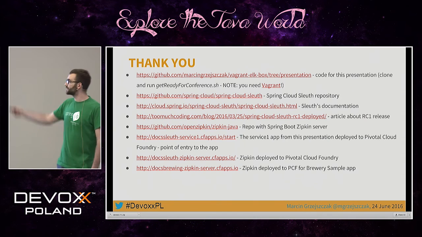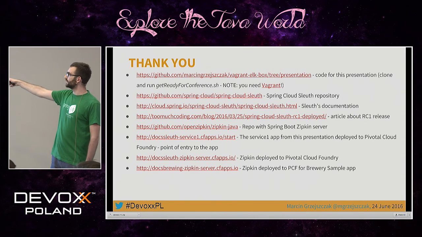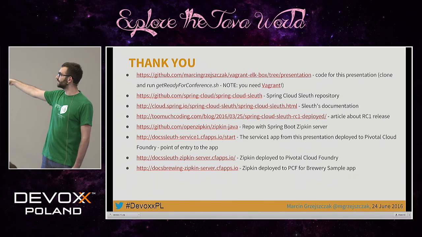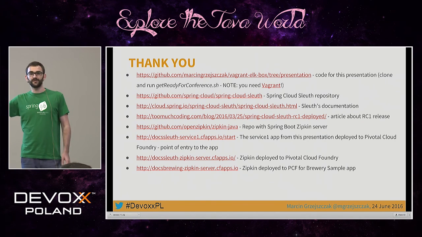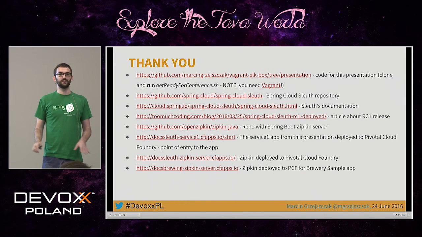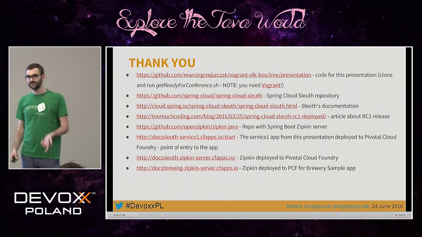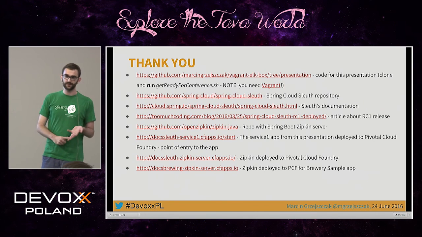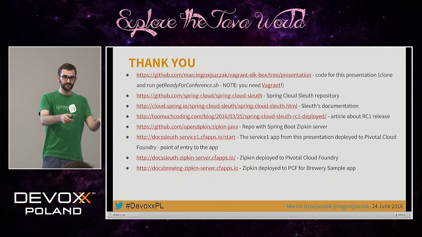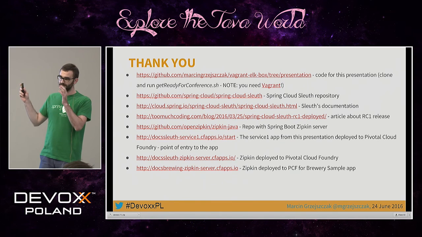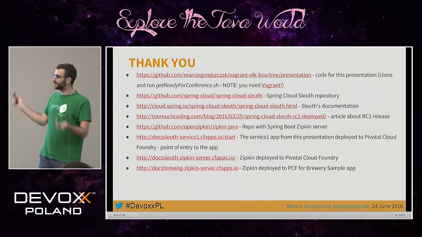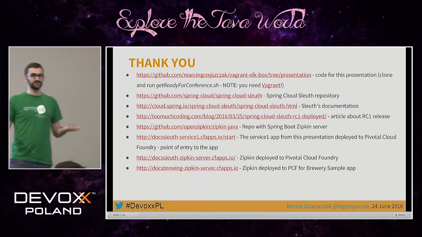Especially the first one is interesting because if you have Vagrant and you clone this repository and run get ready for conference, all the code that you have seen, all the apps, will boot up automatically. So you're going to have Elasticsearch, all 4 apps, and Zipkin, and I'm curling the request, so you have some entries in Kibana and in Zipkin already. So clone it, play around with it, and time for questions.